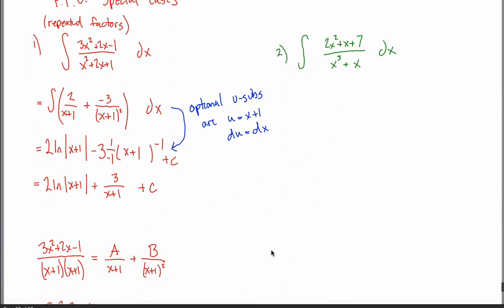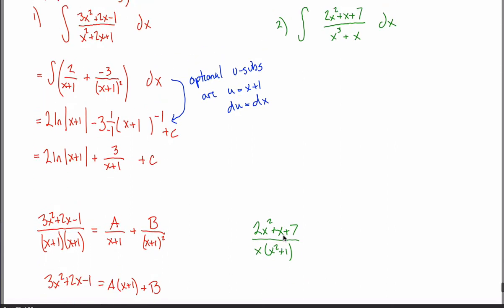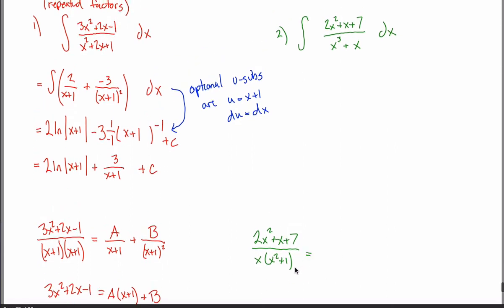So I'll start this out the same way I've been starting them out down here to the side by factoring the denominator. Notice these both have an x in them, so I can pull out an x and get x times x squared plus 1. There's a problem here. You may or may not recognize it. X squared plus 1 is problematic. It's what's called an irreducible quadratic factor.